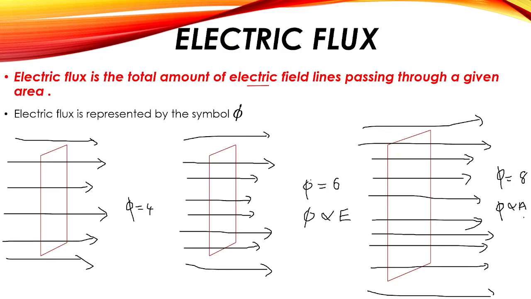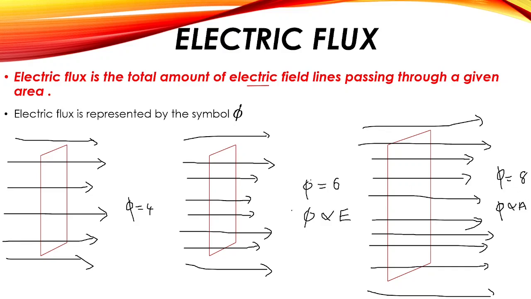Okay. So this was a rough experiment to make you understand what electric flux is. Once more, electric flux is the total amount of electric field line passing through a given area. This is a really important definition. Electric flux is the total amount of electric field line passing through a given area and the symbol is this. So now we have got two relations: electric flux is proportional to our electric field and electric flux is proportional to our area.